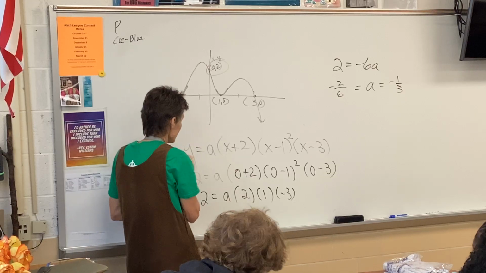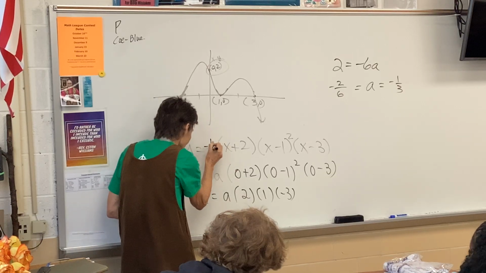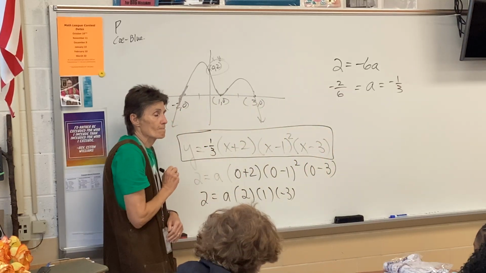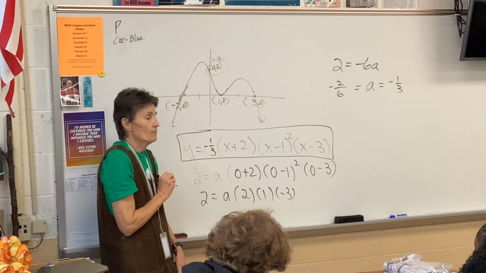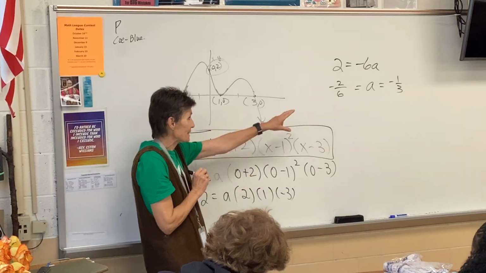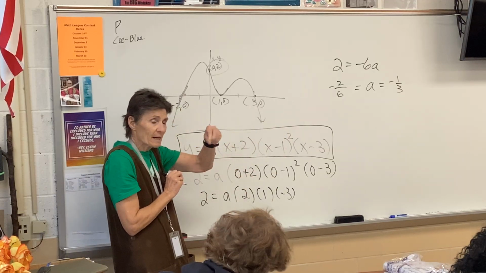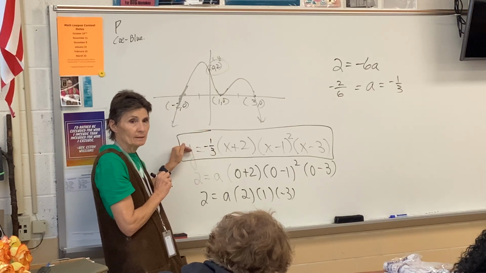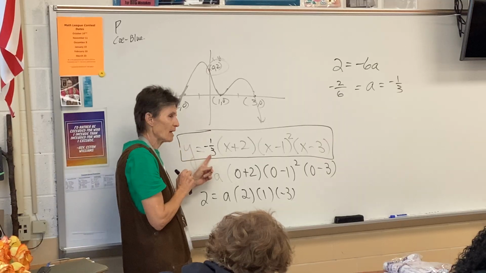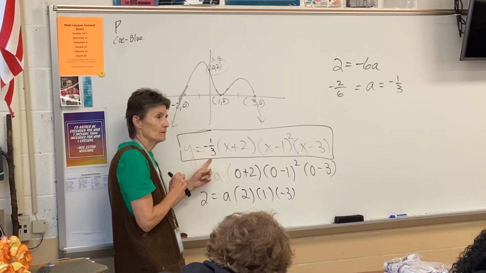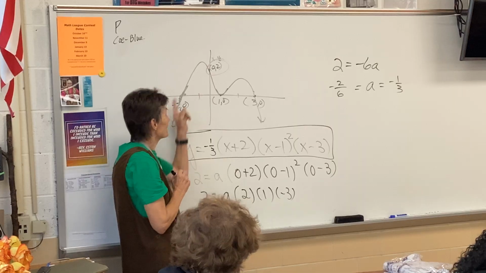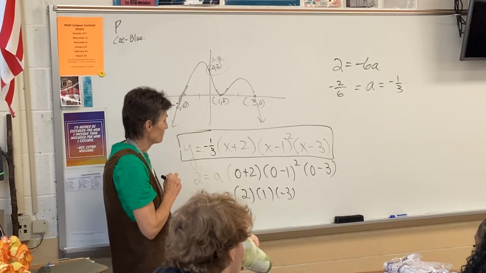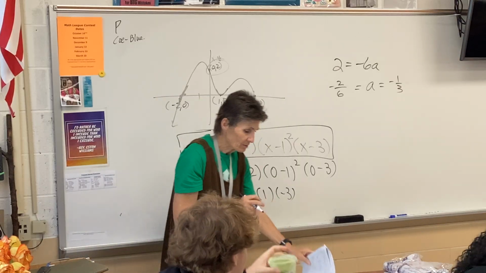Which means this is the answer to the question. There's a lot of work involved with getting that 1/3, but -1/3 is not the answer. The answer is the whole equation. Does it make sense that that would be a negative? Look at your picture. Yeah, it's going down. It's upside down, right? So that is definitely that. All right, let's try the next one.